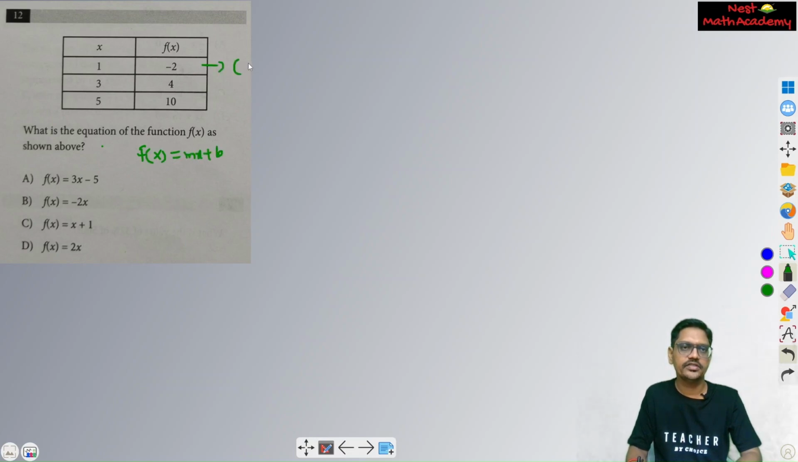What are the given points? This is 1 comma minus 2. This is 3 comma 4. And this is 5 comma 10. Pick up any two of the points and try to find the slope. Maybe I'll take the last two. They look easy. So if I take these 2 points, the slope m is given by the difference of the y coordinates, y2 minus y1, 10 minus 4, upon x2 minus x1, 5 minus 3, which is 6 divided by 2, which is 3.